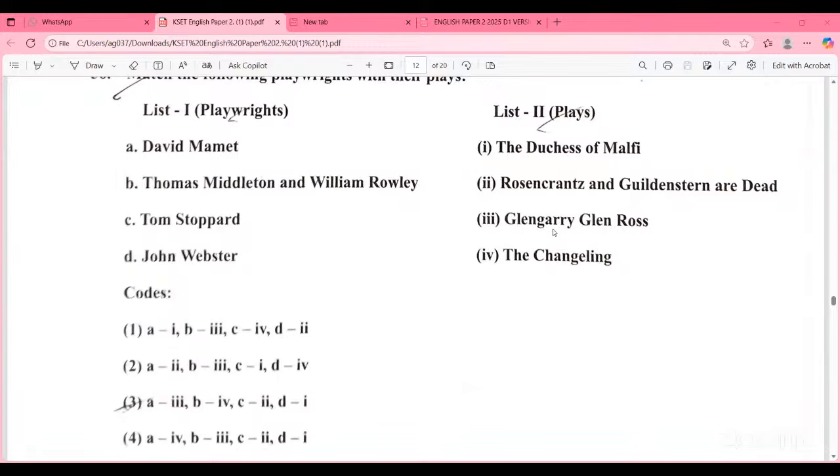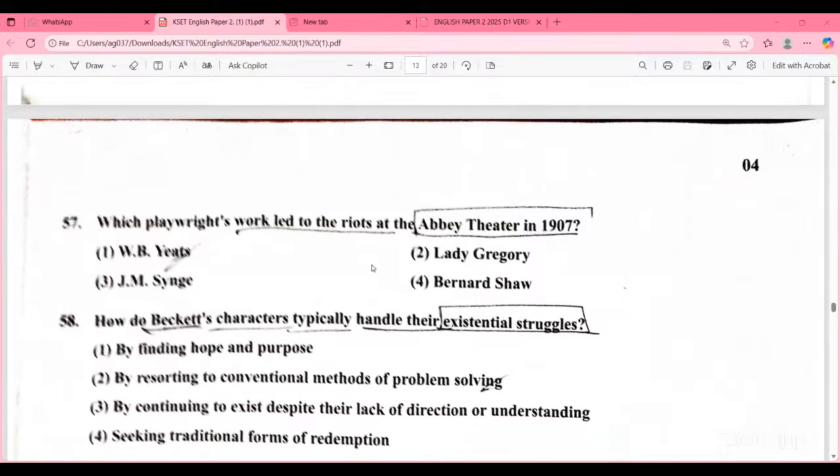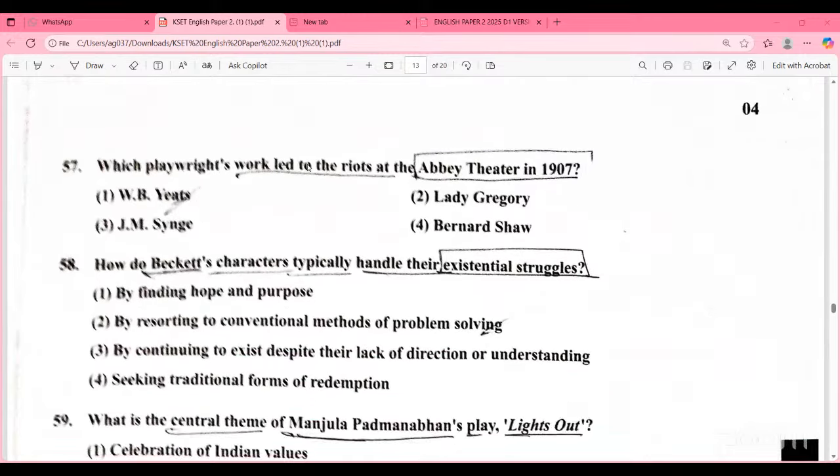Because David Mamet wrote Glengarry Glen Ross, Middleton and Rowley wrote The Changeling, Tom Stoppard wrote Rosencrantz and Guildenstern Are Dead, and Webster, very popular, we know this, he wrote this revenge tragedy, The Duchess of Malfi. All right. Which playwright's work led to the riots at the Abbey Theatre in 1907?